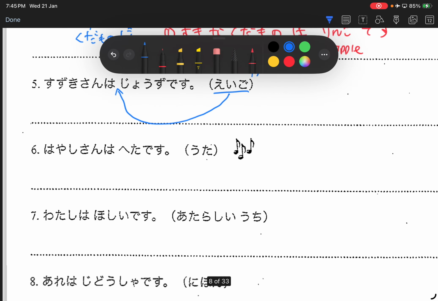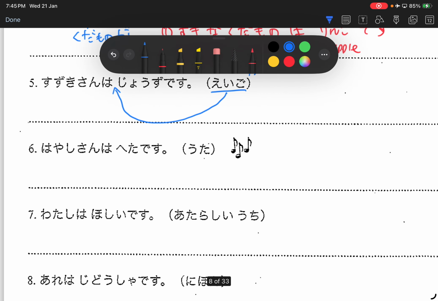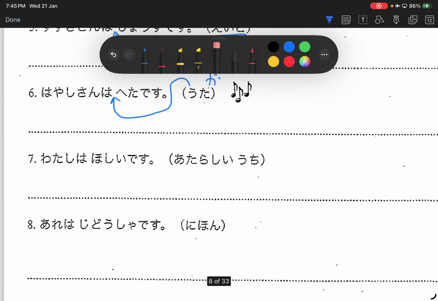Okay, number 6 is 林さんは下手です。Bracket 歌。林さんは歌が下手です。Thank you. 歌が下手です。So 下手 is something to be bad at. So you need to be bad at something, right? So we need the が particle to say that there's an object that we're bad at. Right? In this case, 歌 is singing. So singing is bad. So his singing is bad. He's poor at singing.